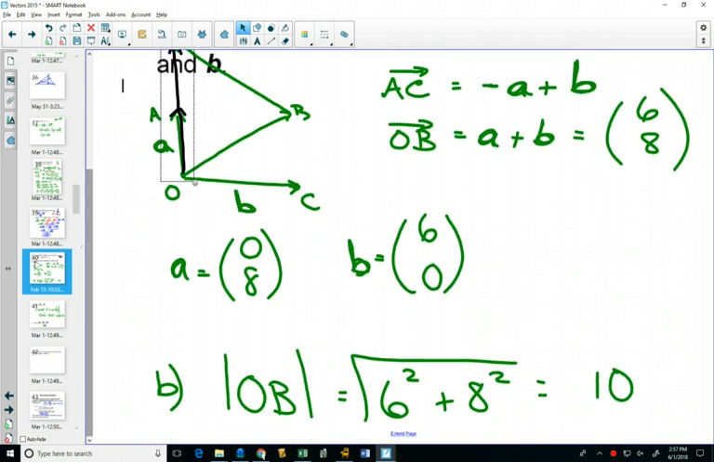Now, if you wanted to find the length of OB, well, that's just a squared plus b squared, and so we get the length of OB to be 10. Just basically Pythagorean theorem, because one side is 6 and one side is 8.